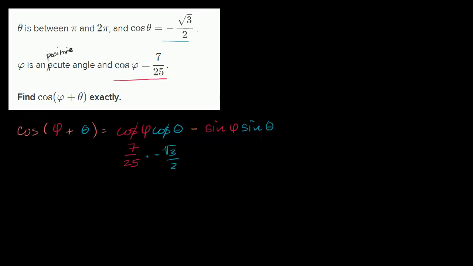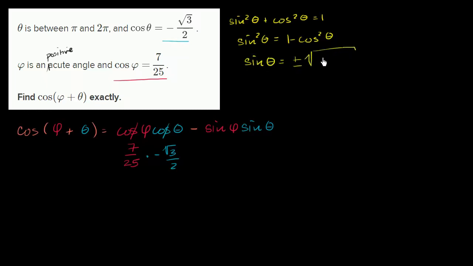Well, lucky for us, we have the Pythagorean identity. The Pythagorean identity tells us that sine squared theta plus cosine squared theta is equal to 1. Or we could say that sine squared theta is equal to 1 minus cosine squared theta. Or that sine of theta is equal to the plus or minus square root of 1 minus cosine squared theta. So for example, we could use this now to figure out what sine of theta is. So we could say sine of theta is going to be equal to the plus or minus square root of 1 minus cosine squared theta.